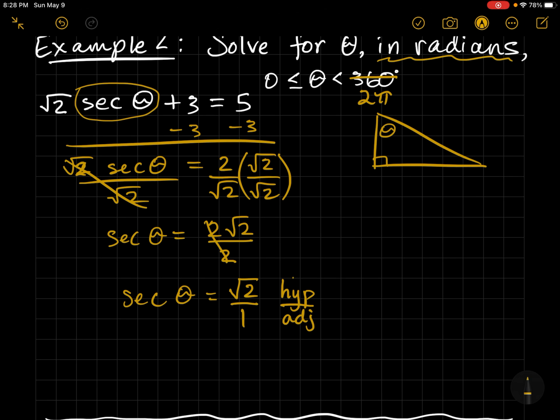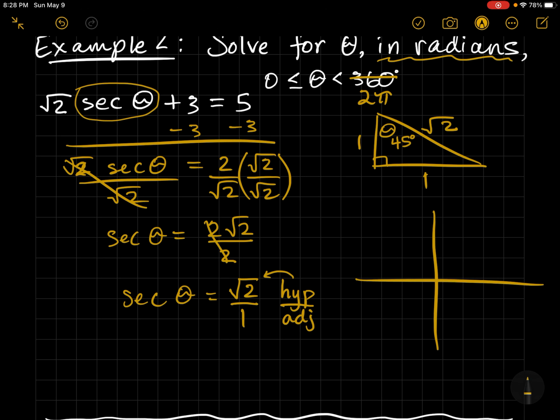Throw theta in a corner, doesn't matter. But now I have to follow the directions and make the hypotenuse radical 2 and the adjacent side 1. Oh, if I were to use Pythagorean's theorem, I could find the missing side, 1 radical 2, and that would definitely have a reference of 45 degrees.